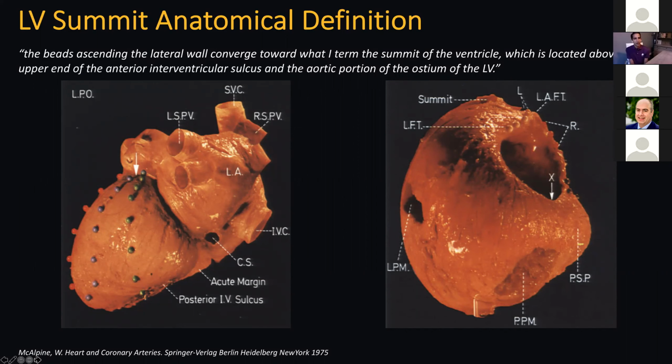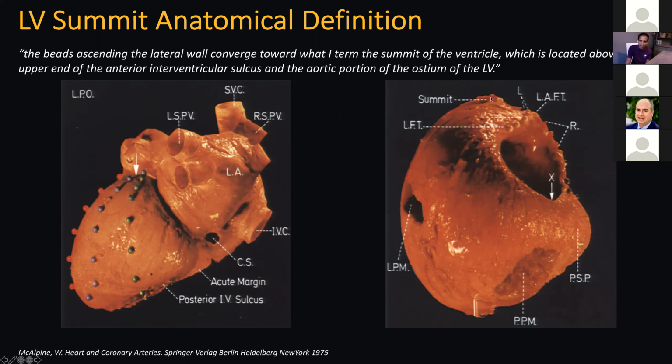All right, so what is the LV Summit? If you look at the McAlpine definition, it is the highest point if you're looking at the LV from the LPO view. This white area here is pointing toward the LV Summit. The image on the right is the left ventricular ostium, where the aortic valve and the mitral valve have been removed. The bases of the left coronary cusp, the right coronary cusp, and the mitral valve basically form the LV ostium, and these are the sources of a lot of the ventricular arrhythmias that arise here.